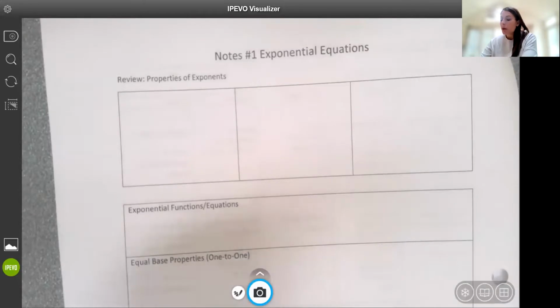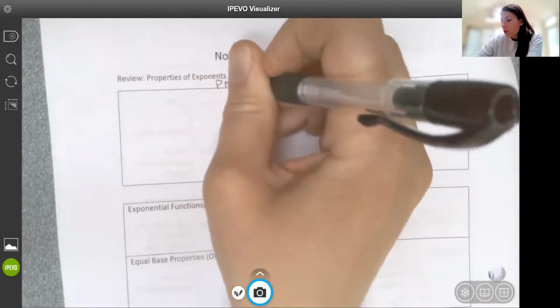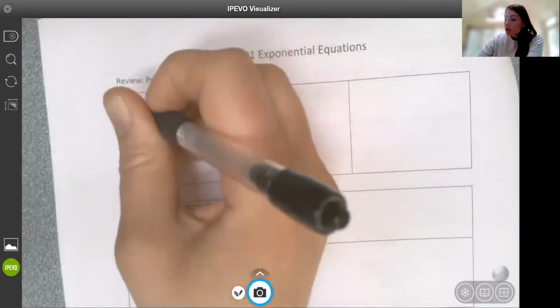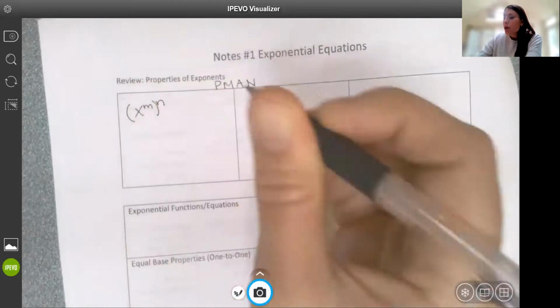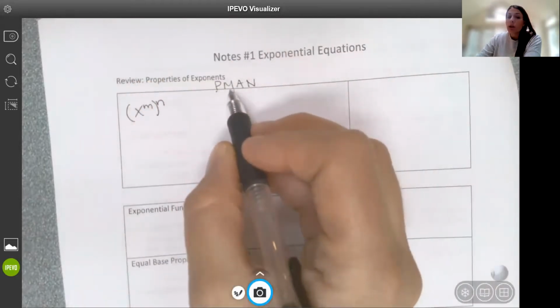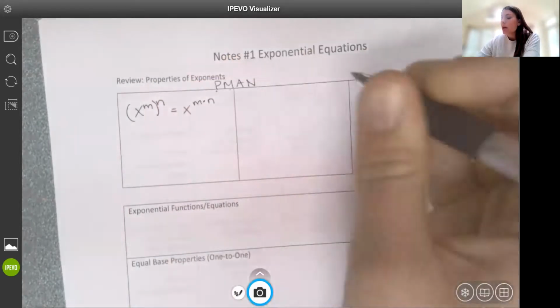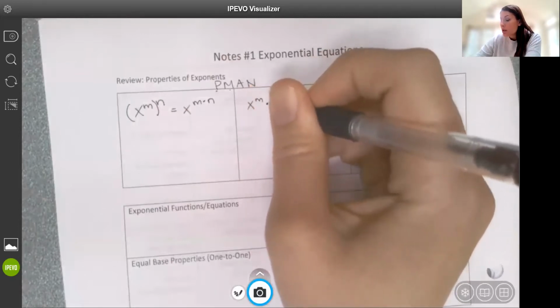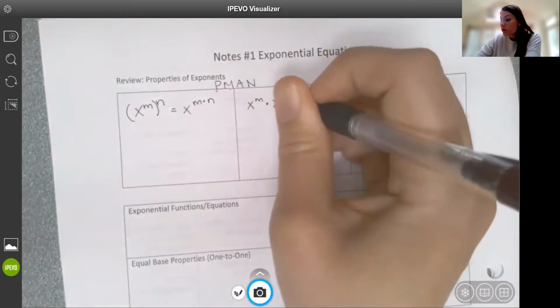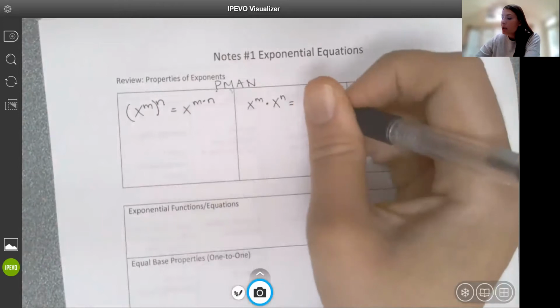So first, I want to talk about P-man. Okay, so both of these are going to be P-man here, where we remember that if I have a power to a power, then I multiply my exponents. Okay, if I have a power times another power, if I have multiplication between my powers, then I'm adding my exponents.